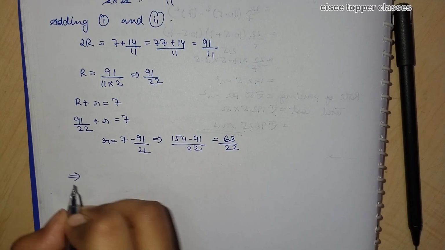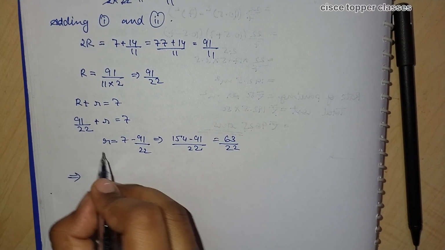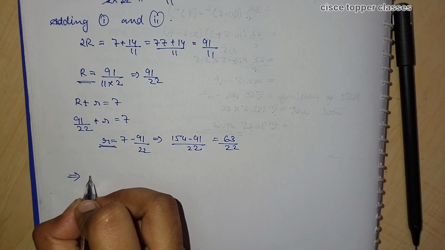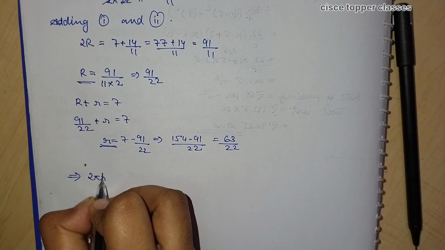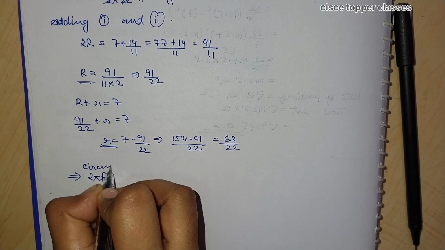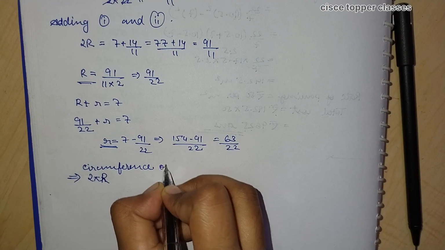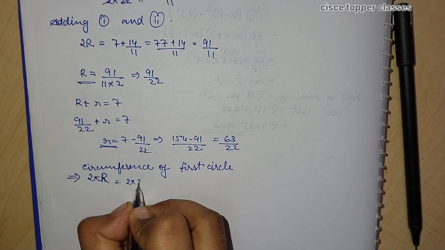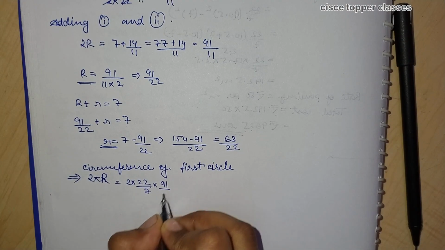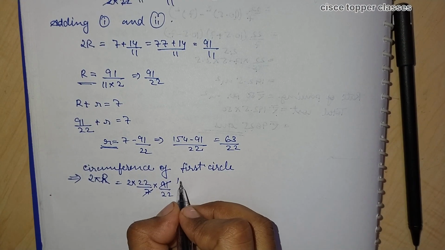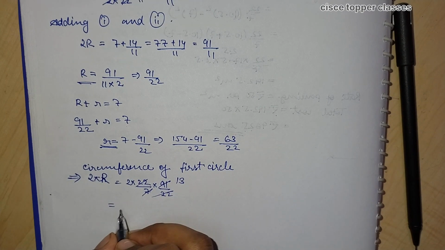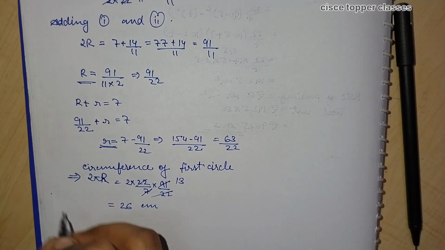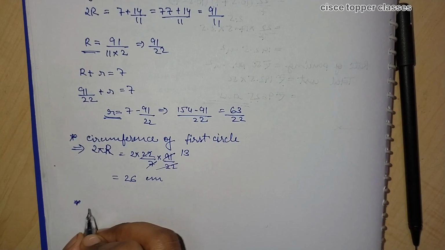From that we can find the circumference of the circles here. So this is the radius of the small circle. This is the radius of the big circle. So here we can write the circumference of first circle. So this will be 2 pi R, circumference of first circle here. So on opening, we can write 2 into 22 by 7 into 91 by 22. So 7 13s are 91. This will be cancelled out. 13 into 2 is 26 centimeter is the circumference of the first circle. Now the circumference of the second circle.